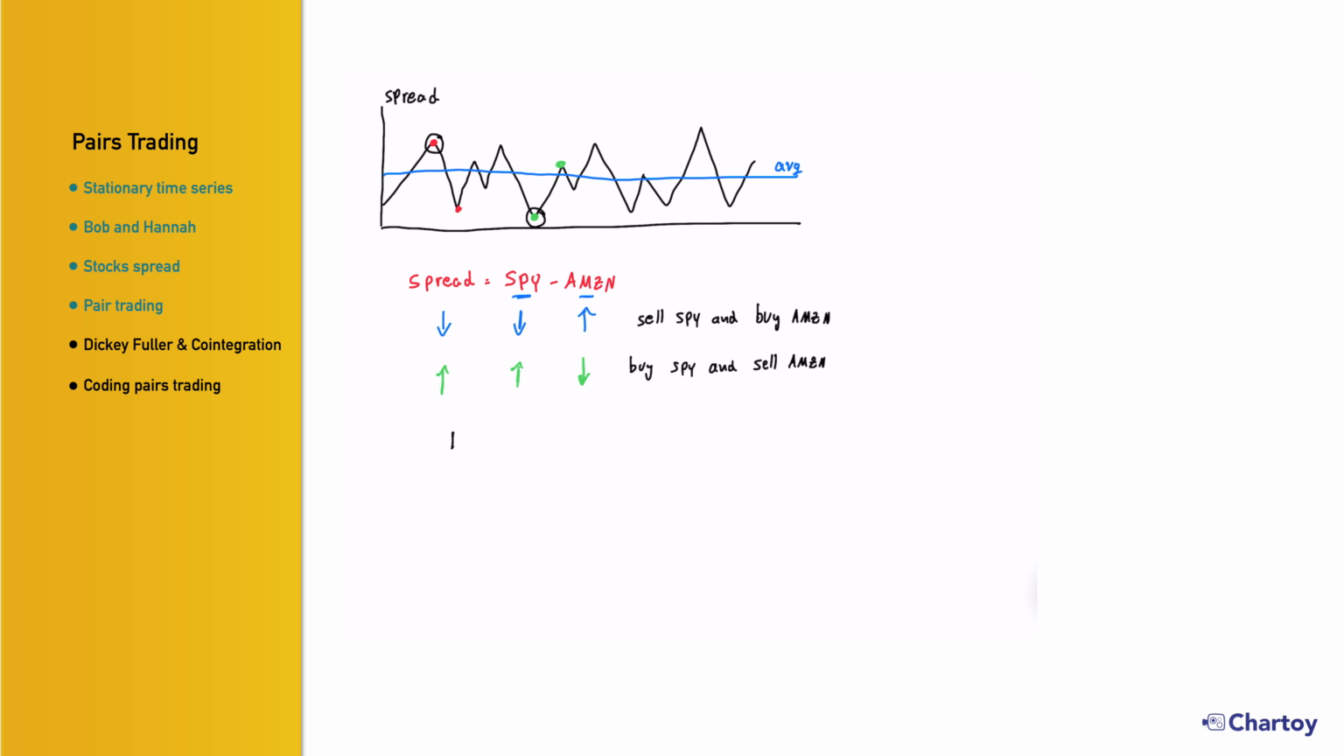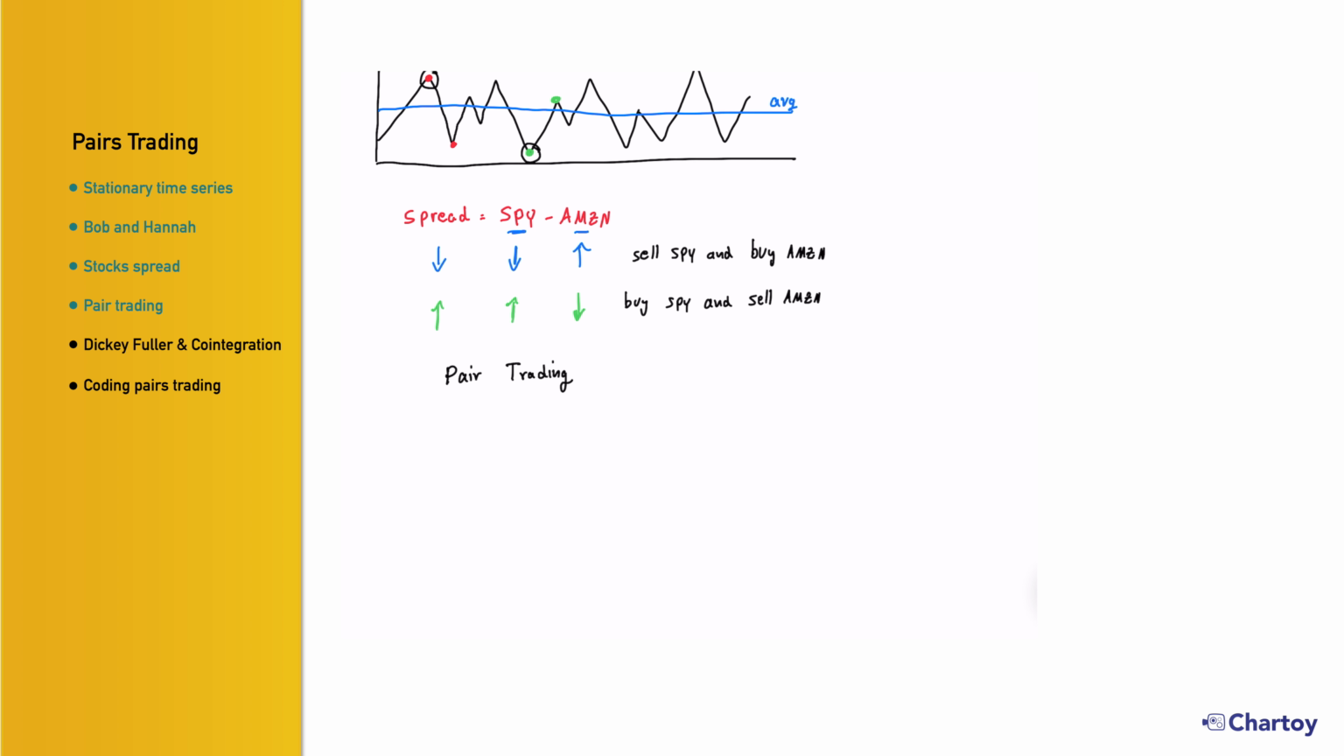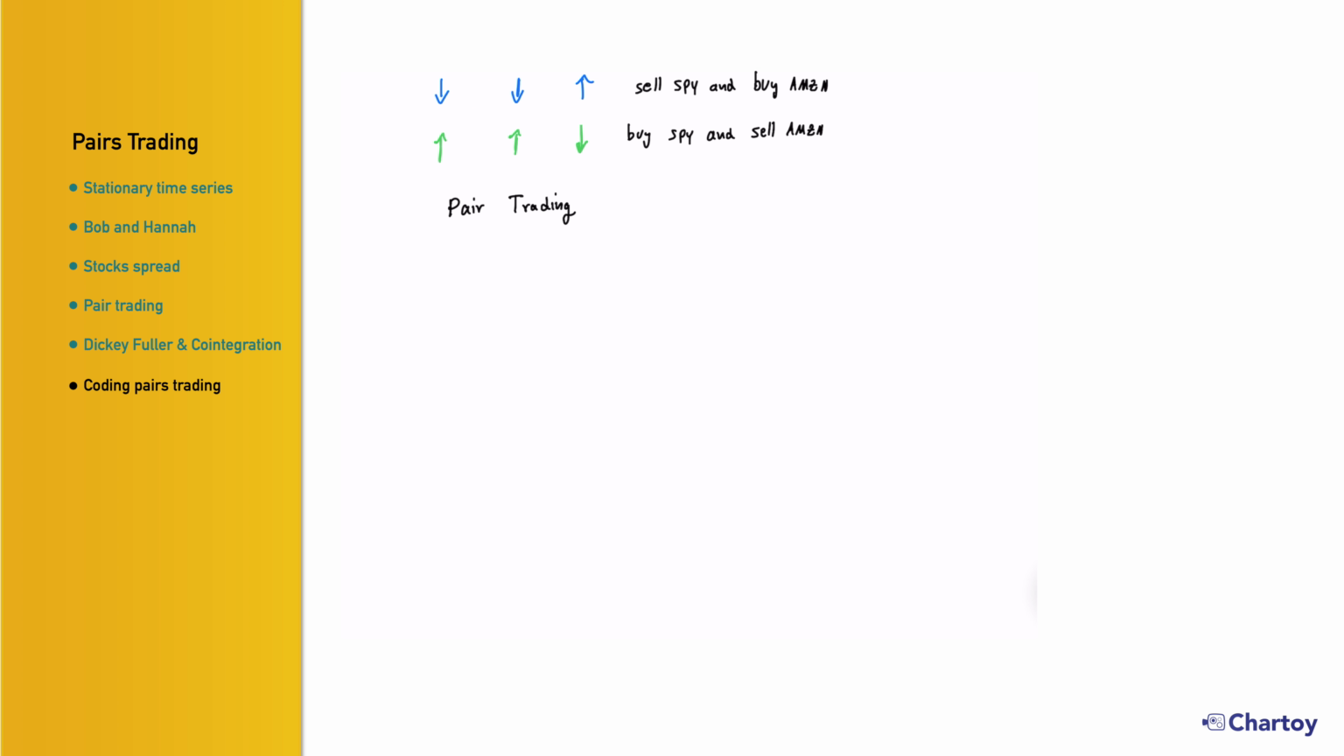So this idea is called pairs trading, where we trade the spread of two shares. Now, all of this is based on the assumption that the spread is stationary. So we need to find two shares with a stationary spread, right? This idea is called co-integration.